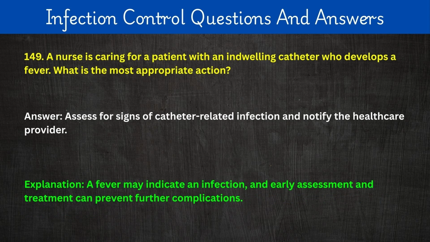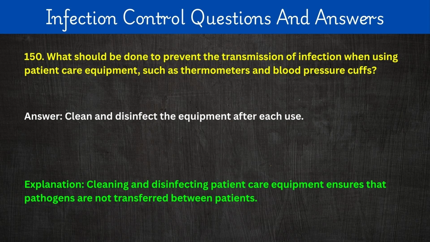149. A nurse is caring for a patient with an indwelling catheter who develops a fever. What is the most appropriate action? Answer: assess for signs of catheter-related infection and notify the healthcare provider. Explanation: a fever may indicate an infection, and early assessment and treatment can prevent further complications. 150. What should be done to prevent the transmission of infection when using patient care equipment, such as thermometers and blood pressure cuffs? Answer: clean and disinfect the equipment after each use. Explanation: cleaning and disinfecting patient care equipment ensures that pathogens are not transferred between patients.